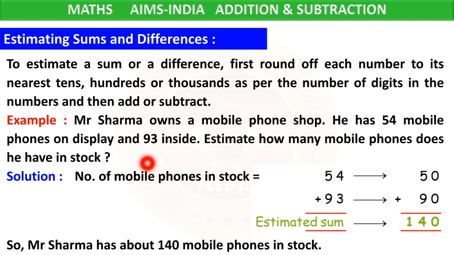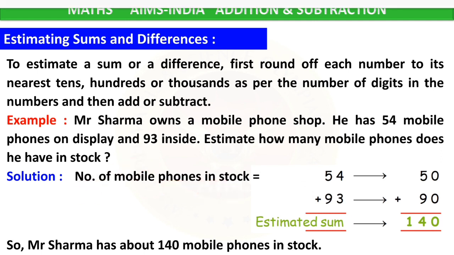54 he has put on display. That means anyone who enters the shop can see the phones, 54 phones. But apart from these 54, there are 93 phones inside. Now we need to estimate how many mobile phones he has in stock, okay? We need to estimate the total number of phones that he has in stock. See, number of mobile phones in stock.